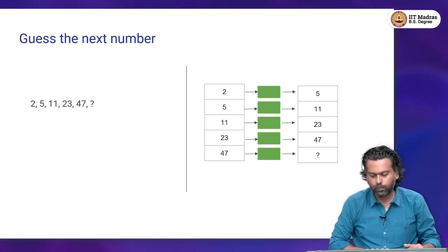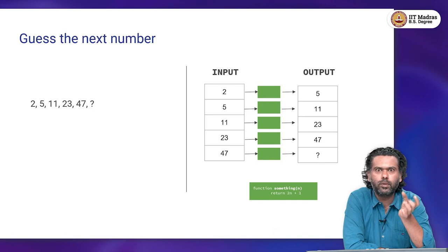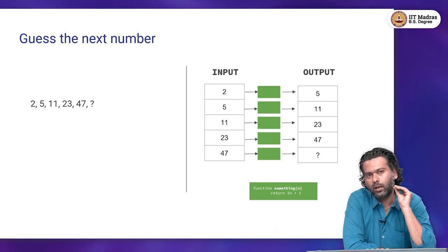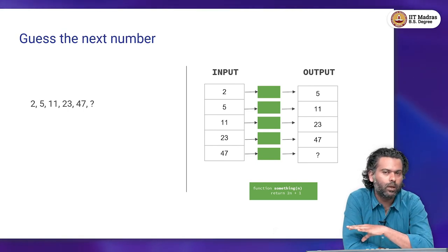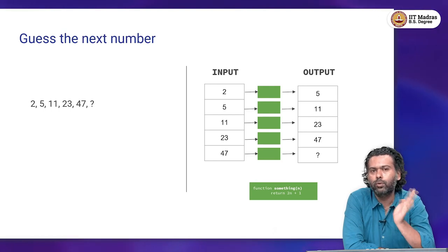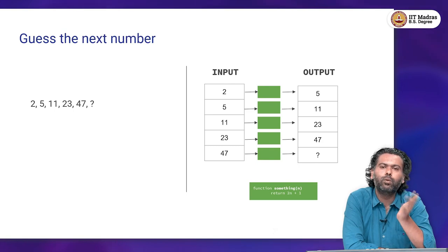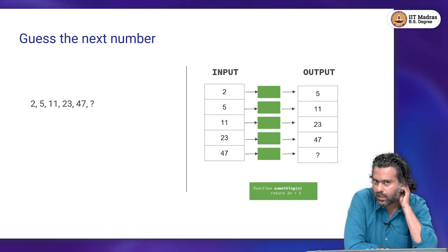I'll tell you the answer now. The output is 2 times the input plus 1. If the input number is n, the output is 2n plus 1. That is, if I had to write a program, I give you a number n, and the output you would give me is 2 into n plus 1. If I give you 11, you do 2 into 11, 22, plus 1, 23. If I give you 23, you do 2 into 23 plus 1, 47. If I give you 47, you do 2 into 47 plus 1, which is 95. So the next number in this case is 95.